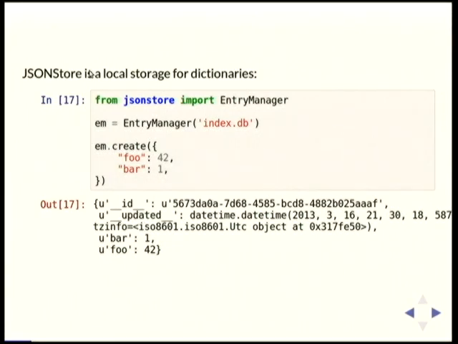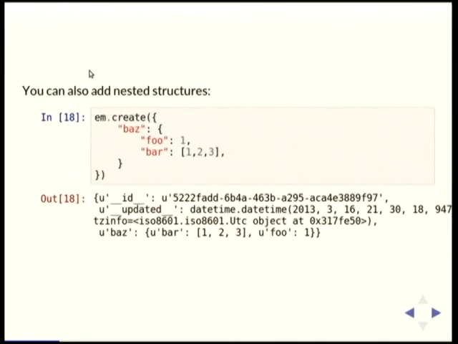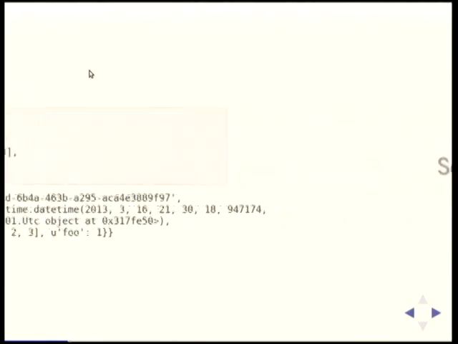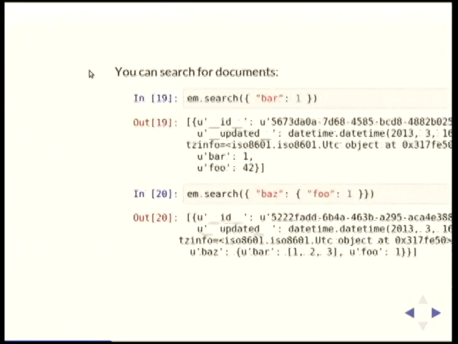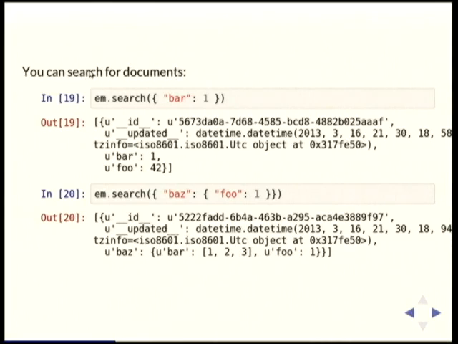You have an entry manager, and it's based on SQLite. So you create a dictionary. When you add a dictionary, it will have an ID automatically assigned and an updated timestamp. You can also add nested structures. So here we have a dictionary with a dictionary inside with a list. So you can combine lists, numbers, strings, and dictionaries. So basically, I reinvented Pickle. So this is a little bit more. So you can search for documents.